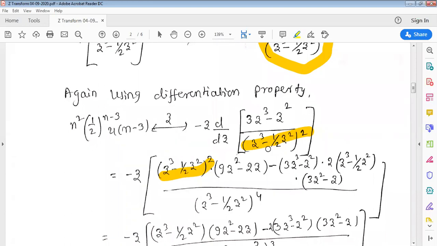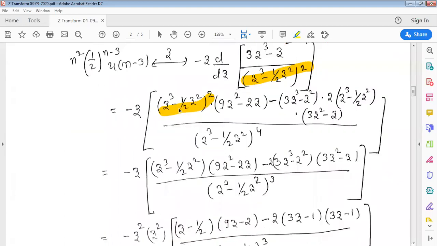So v into derivative of u minus u into derivative of v is divided by denominator square, that is z cube minus 1 by 2 z square whole to the power 4. So when you have this one, see here z cube minus 1 by 2 z square is common between both the terms, that cancels with one of the terms.